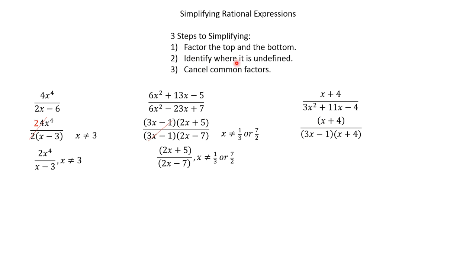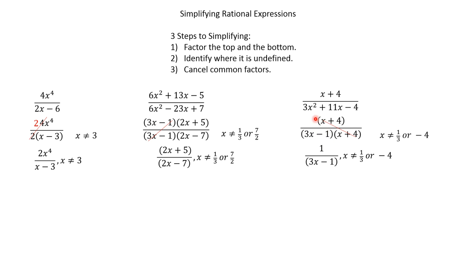And so now identify where it's undefined. 3x - 1 can't equal 0, so add 1, divide by 3. So x can't equal 1/3 or -4. And then we can cancel. And we're left with 3x - 1. Oh, no, wait. That's in the denominator. What do we have left on top? That's right, a 1. 1 over 3x - 1.